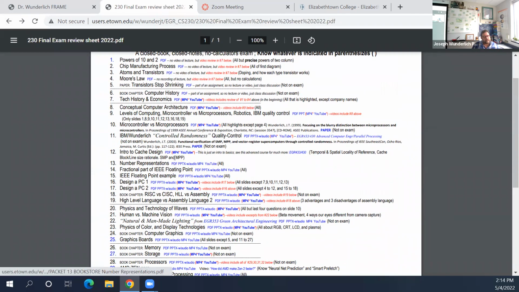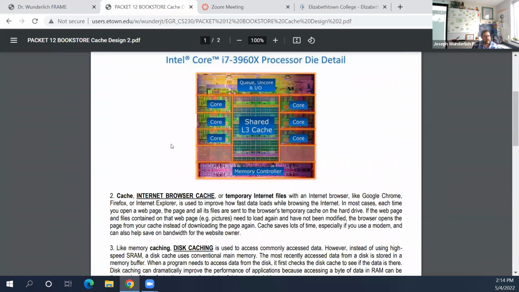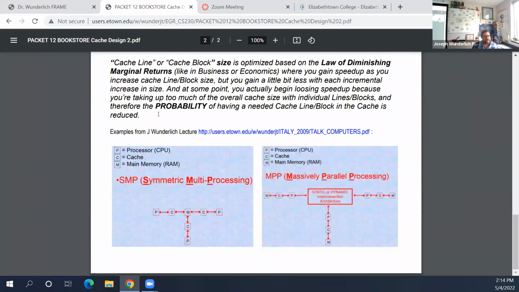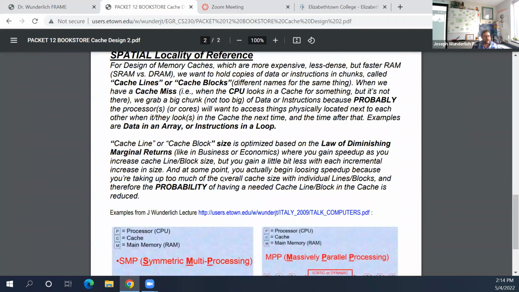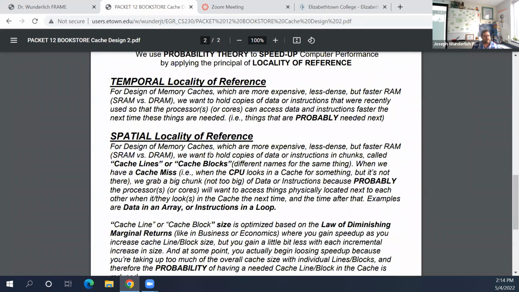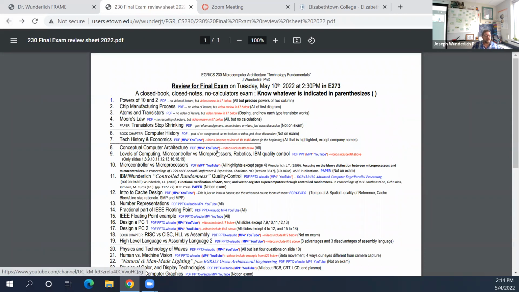Not in here: intro to cache design, temporal and spatial locality of reference, cache block size rationale, SMP and MPP. So cache temporal and spatial locality of reference, sketching SMP and MPP. I know that from the other one too. And then your block size, which really has to do with spatial locality of reference. Why you grab chunks if there's a miss: because in all likelihood, the next thing you want to do is in an array or in a loop. It's an instruction or data, might be an array. So if you have a miss, you want to grab a big giant chunk, put that in the cache, because very likely you're going to need something nearby what you just accessed and missed.